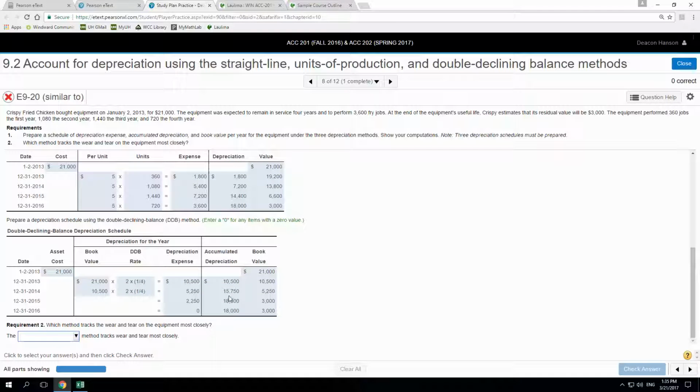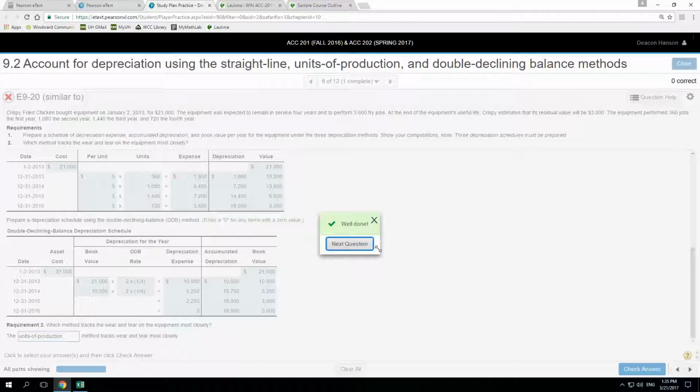Notice how in the double declining balance we get to take bigger expenses up front in the early years. Sometimes people find this advantageous for tax purposes. If you are able to get these big charges early on, then you can lower your income tax. You don't have to pay as much income tax. Let's see, which method tracks the wear and tear of the equipment most closely? I think that would be an opinionated answer, but we'll go with this. I say units of production, just because you're tying the depreciation to how much you've used the asset.